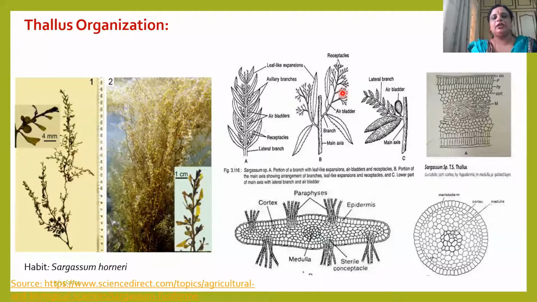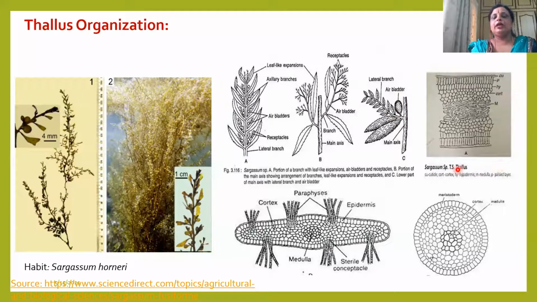Female conceptacles produce oospheres. The male conceptacle produces antheridium. Antheridium in turn produces the male gametes, which can be called antherozoids. And also we studied the anatomy of this particular algae.